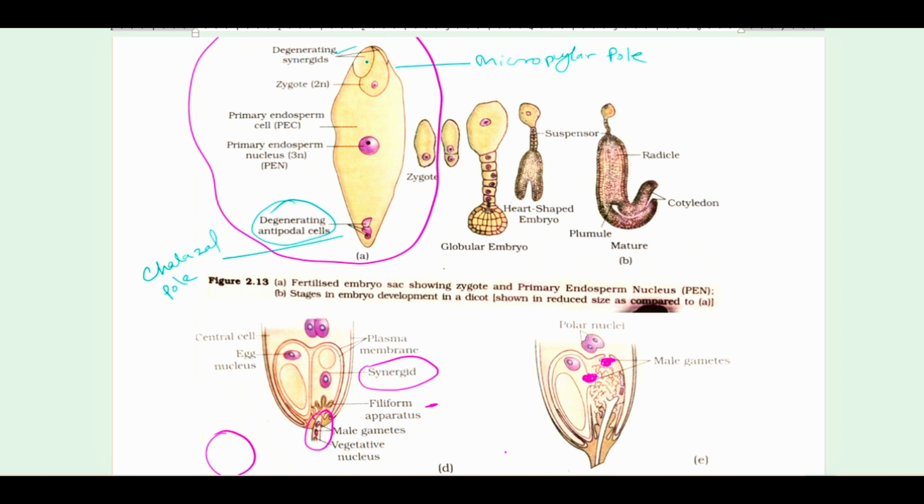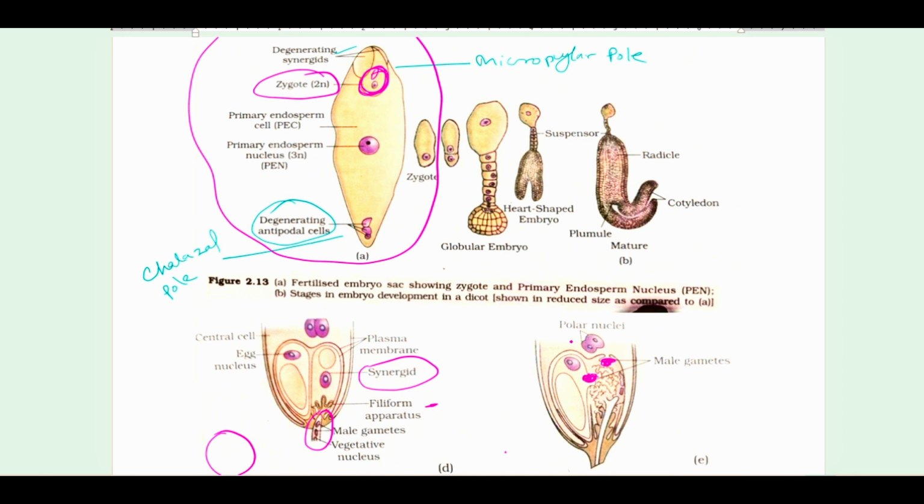And this cell, which was initially termed as egg cell, now will be termed as what? Now this cell will be termed as zygote, because it is the product of true fertilization where the first male gamete has fused with the egg cell. So the egg cell is actually converted to zygote after fertilization.